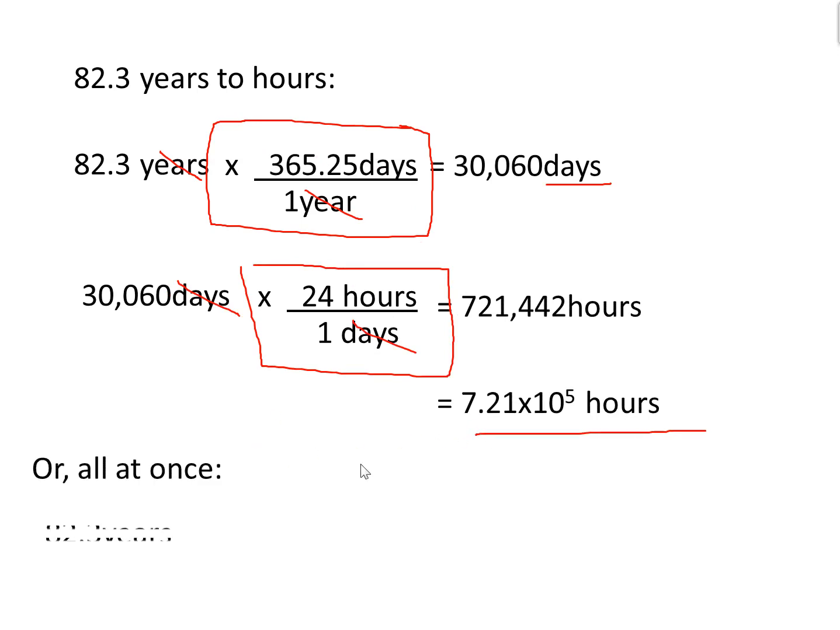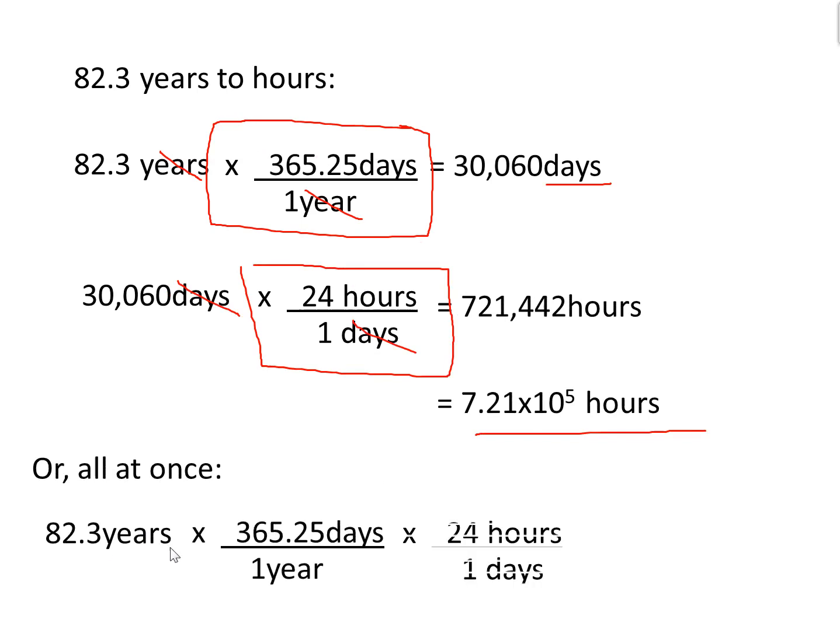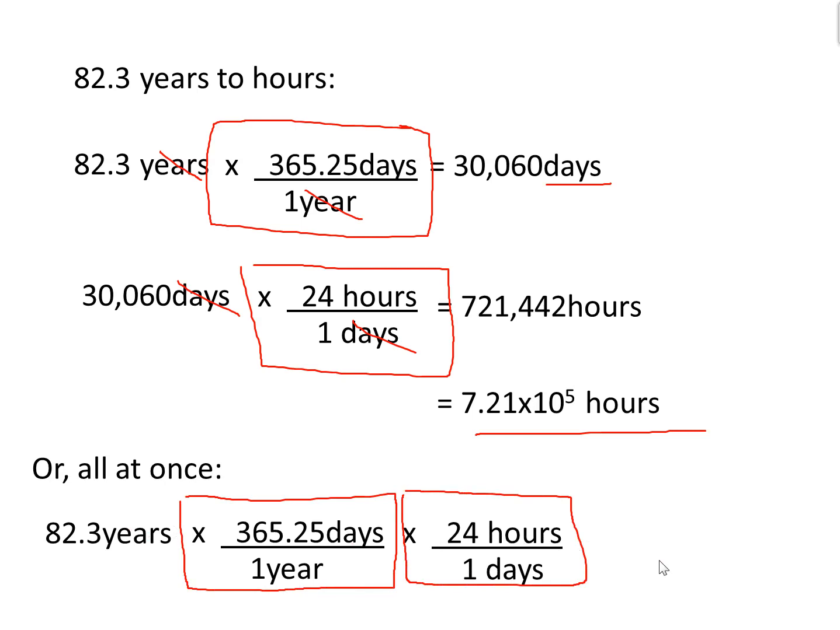only 3 sig digs. If you want to do it all at once, you can just set up your two conversion factors. So there's the first one that converts from years to days, and then here's the second one that converts from days to hours, and obviously we get the same answer, and 3 sig digs to be correct with your significant digits written in scientific notation.